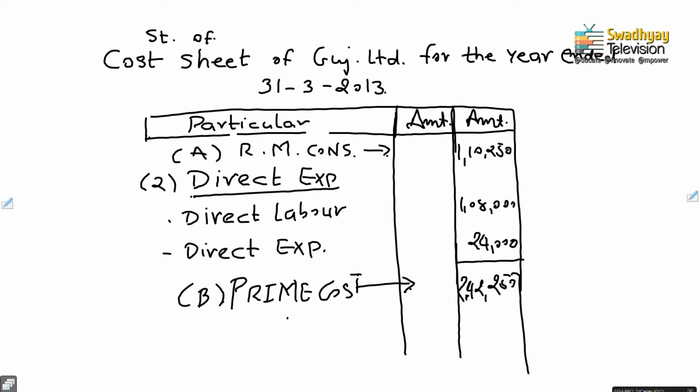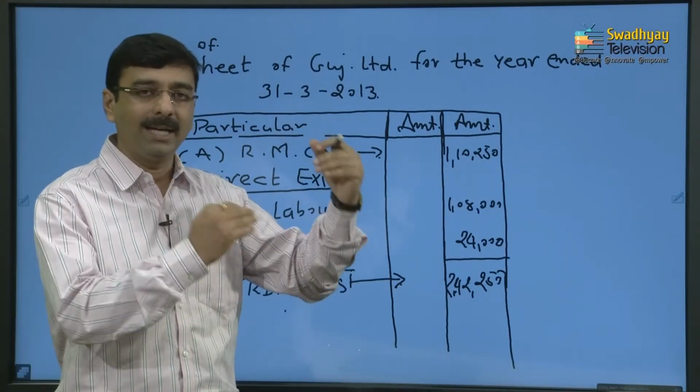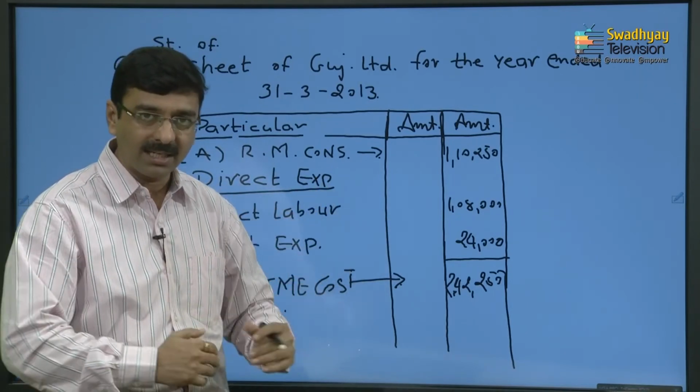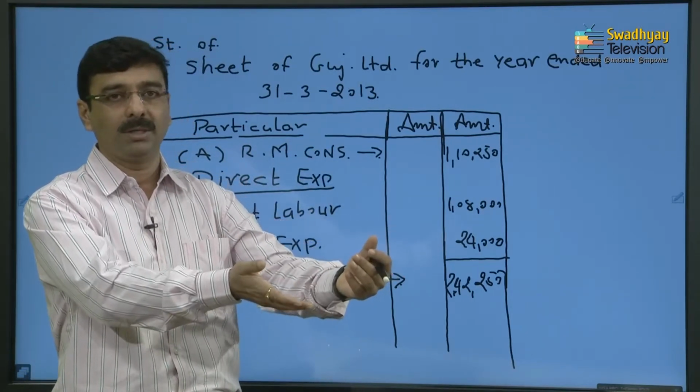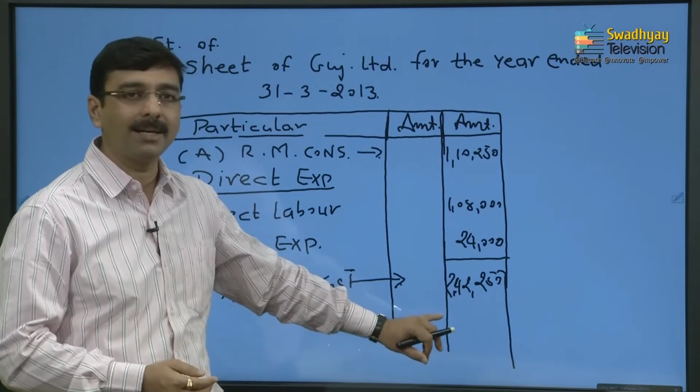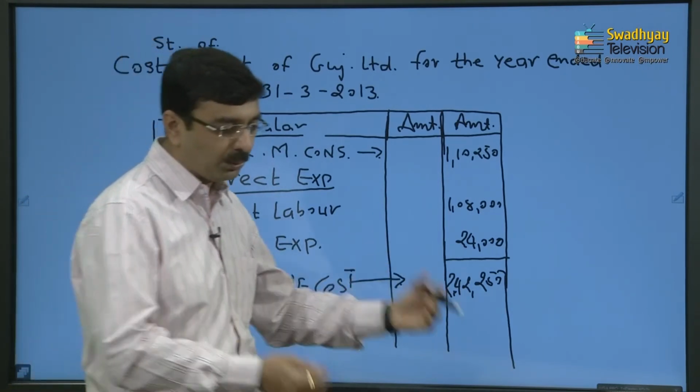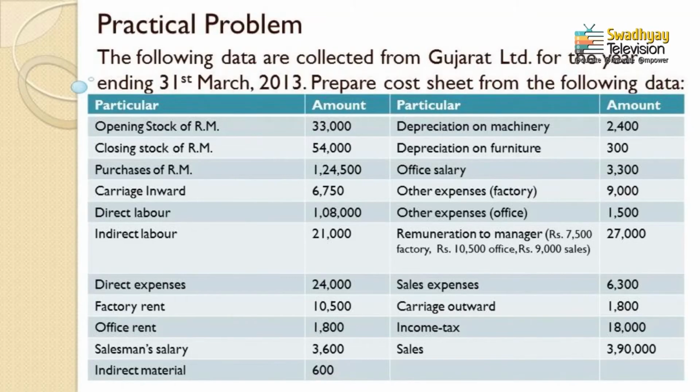Now here, as we already discussed the format, in the format there are certain partitions. The first is material consumed, which we already determined. Then we found the direct expenses, and all the direct expenses are added into the material consumed, and we found the second answer, the prime cost. Now moving to the next part, that is factory expenses.